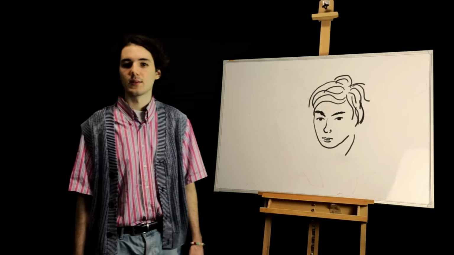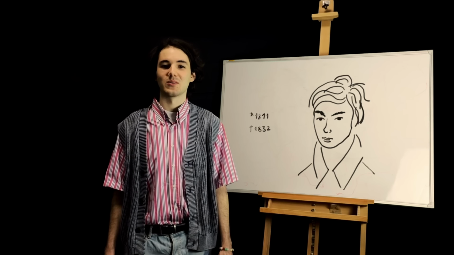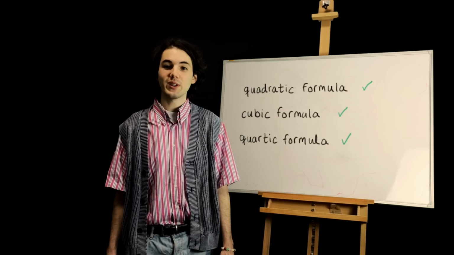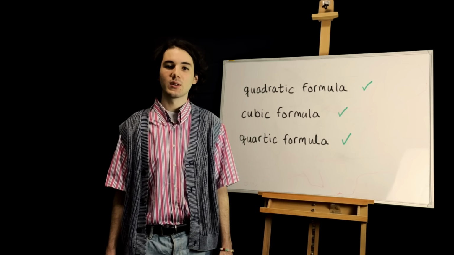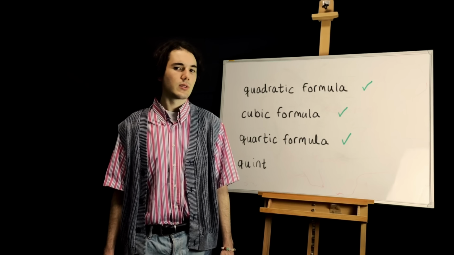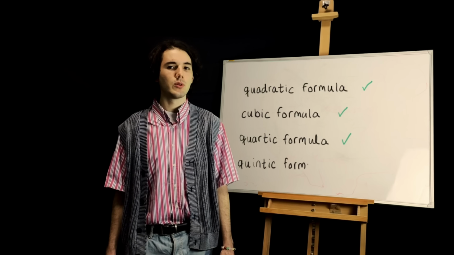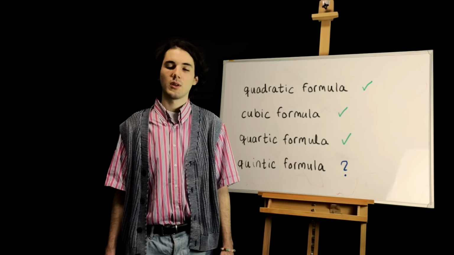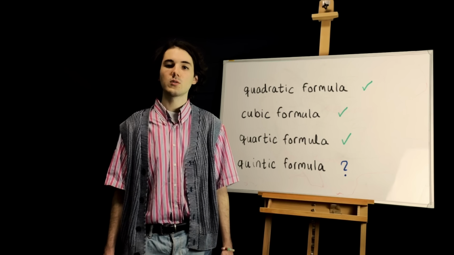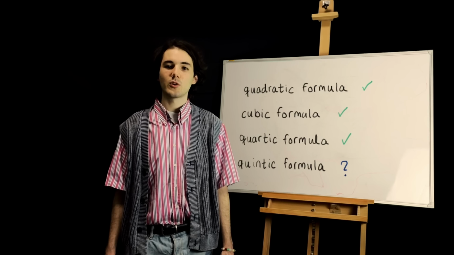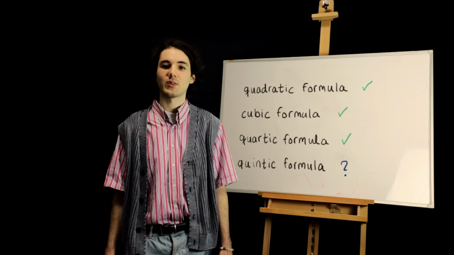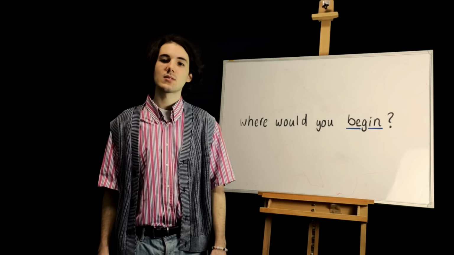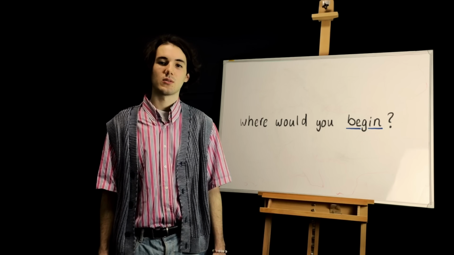Now, at the time young Évariste Galois was walking the face of the earth, general formulas for the roots of polynomials of degree 3 and 4 had already been discovered, but there was some suspicion that no such formula could exist for polynomials of degree 5. Now let me ask you this. If you wanted to prove or disprove the existence of a formula for the roots of polynomials of degree 5, where would you begin? That's the central question we're going to address in this video.